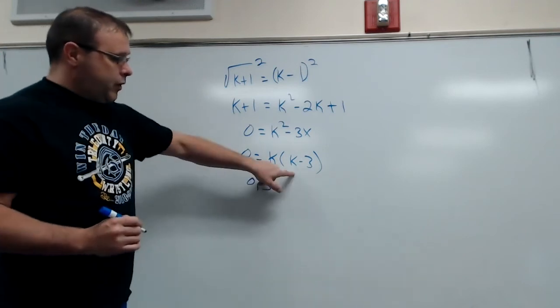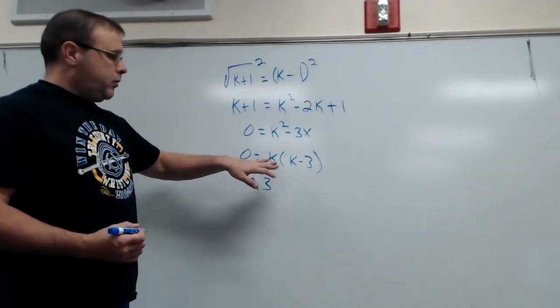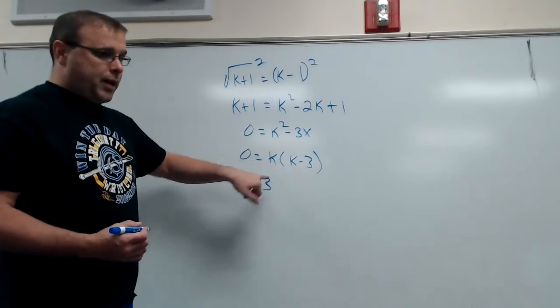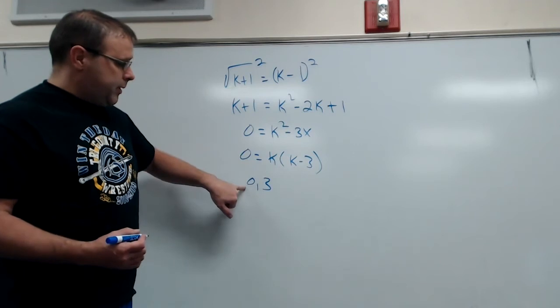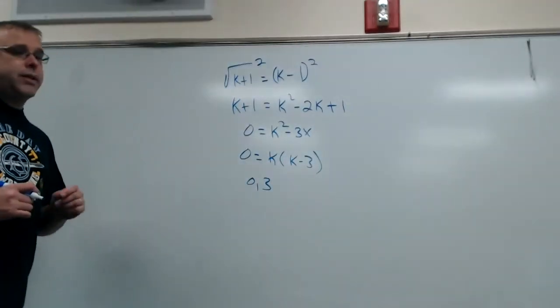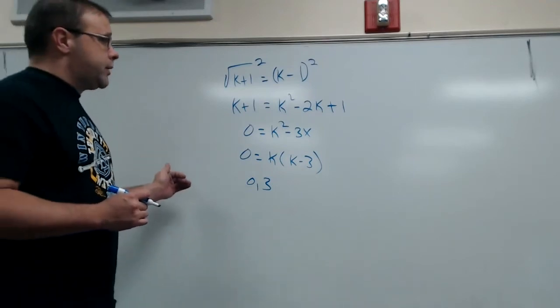Say I have two things being multiplied together. How do I get a 0? We solved this before. This is a 0 or this is a 0, or they're 0 at the same time. So k is 0 gives me the 0. I put in a 3 right there, that gives me a 0 there. The biggest thing though with square roots, we have to double check our answers.